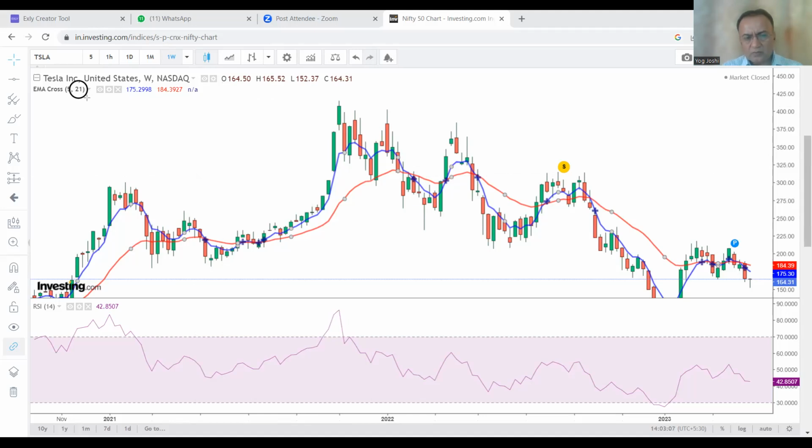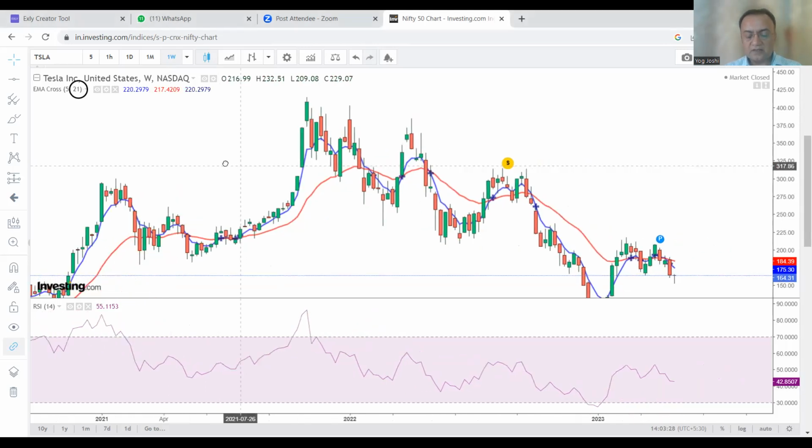It is a general rule that 5 represents a weekly moving average, or exponential moving average, and 21, or 20 we can say, represents a monthly moving average. So when we apply exactly this on the candlestick chart, we can find this result.